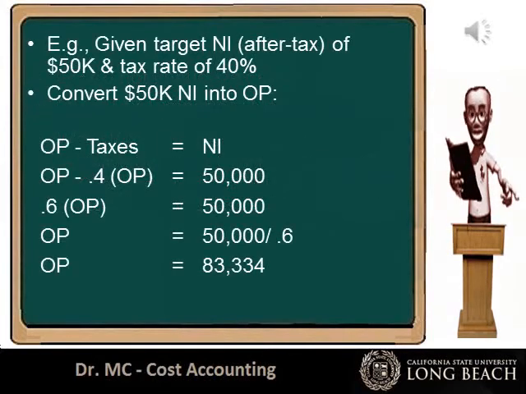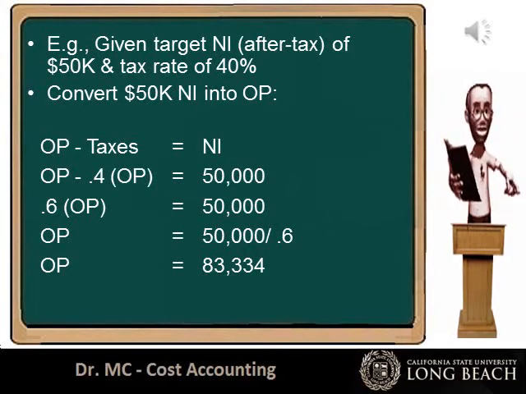Let us do an example. Assume that the problem asks you to determine the number of units that you must sell in order to generate a net income of $50,000. In addition, assume that your tax rate is 40%. The first thing that you must do is calculate the operating profits that your firm would have to generate in order to end up with a net income of $50,000.